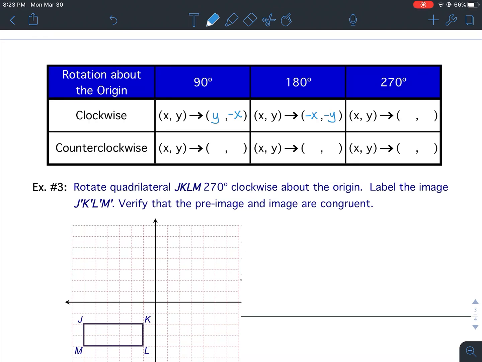Rotation 270 degrees clockwise. So 270 degrees clockwise is (-y, x). What this means is, whatever your y coordinate was to begin with, you're going to take the opposite of it, and it will become your x coordinate. And then whatever your x coordinate was, it's now your y coordinate.